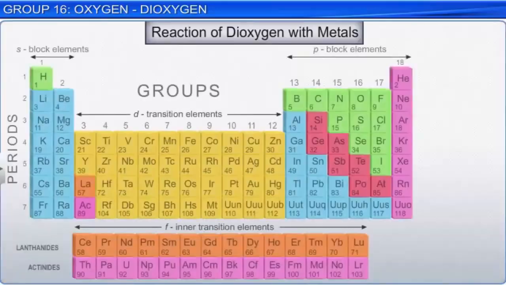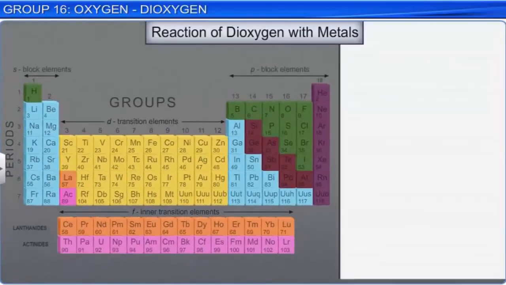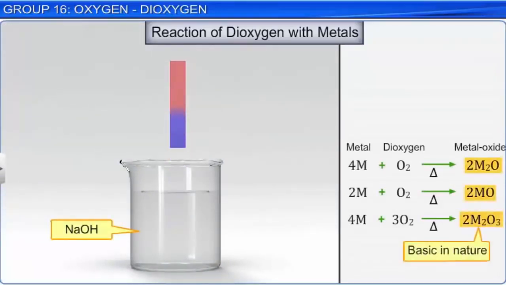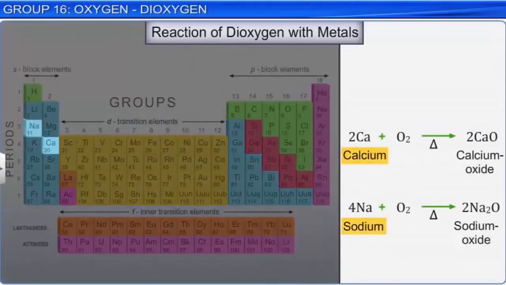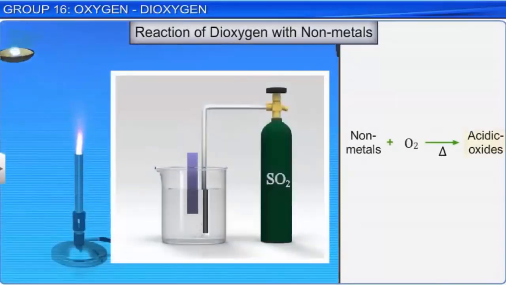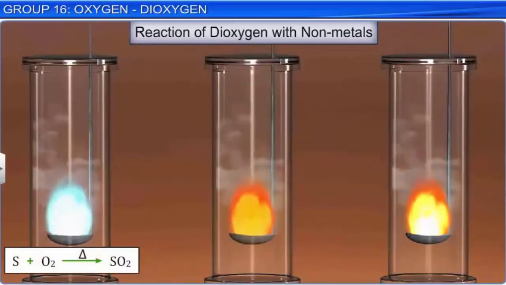Let's see the reaction of dioxygen with metals. Most metals burn in dioxygen and form oxides that are mostly basic in nature. The reactions of dioxygen with metals such as calcium and sodium are shown here. Similarly, most non-metals burn in dioxygen to form acidic oxides. The reactions of dioxygen with sulfur, carbon, and phosphorus are illustrated here.